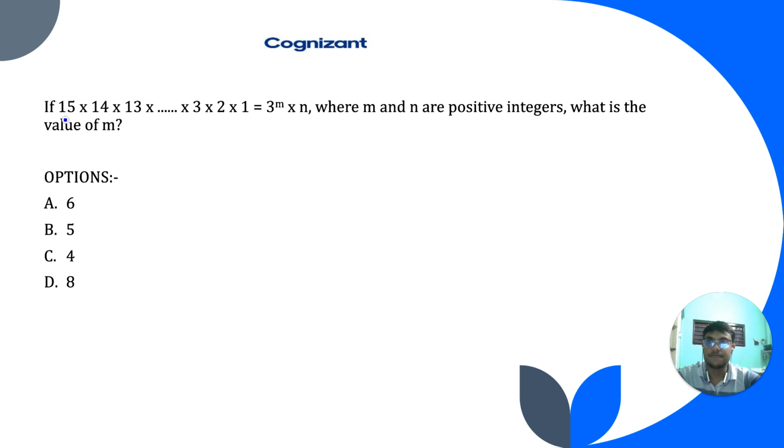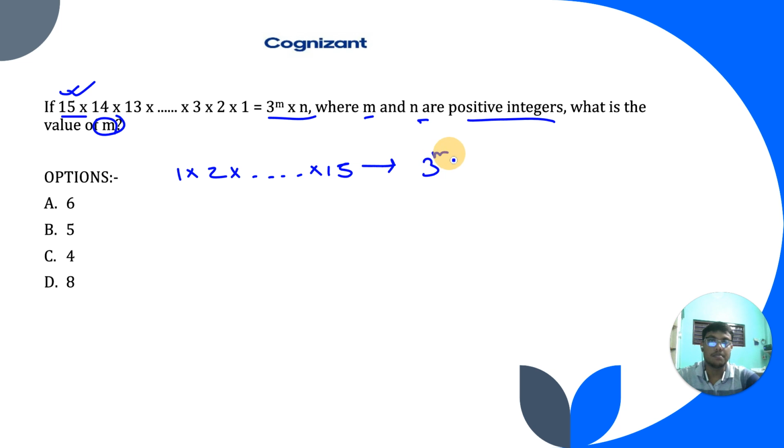So the question says if this given equation is equal to 3 to the power m into n, where m and n are positive integers, what is the value of m? Okay, we need to find the value of m. Now, if you look at this particular thing, it is nothing but the multiplication of your natural numbers, starting from 1 till 15. And we have to represent this as a multiplication of a power of 3 into n. So this n can be anything other than a multiple of 3.